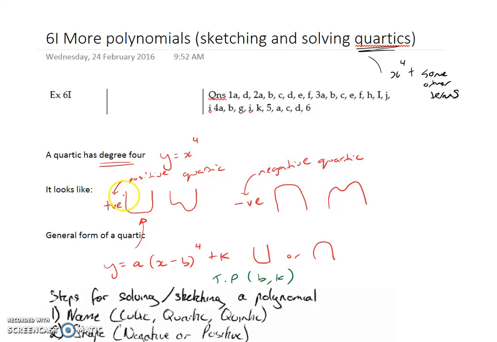It looks like a more stretched out parabola, a positive quartic, or it looks like a W, depending on its factors. This one has a general form which looks like your turning point form for a quadratic. Same with this one, except it's a negative, so it's like a negative U shape, and a negative quartic looks like an M.